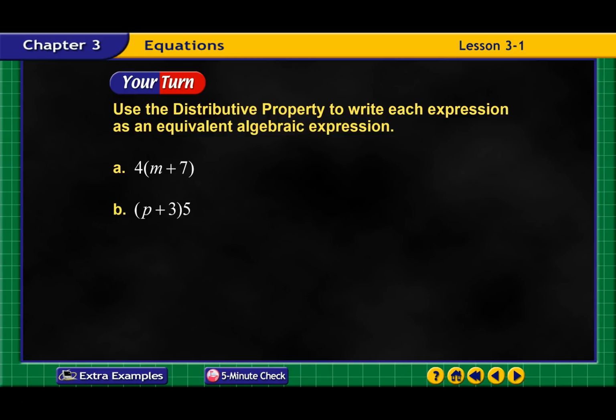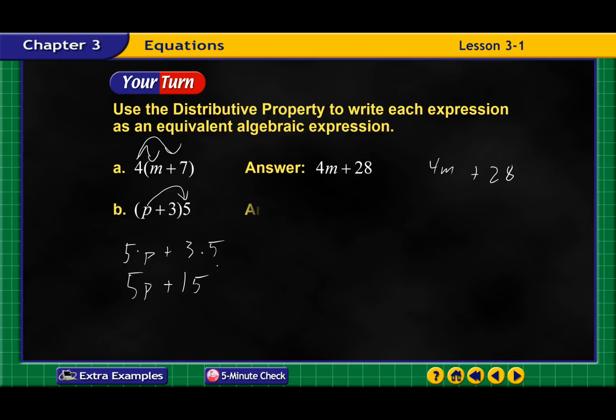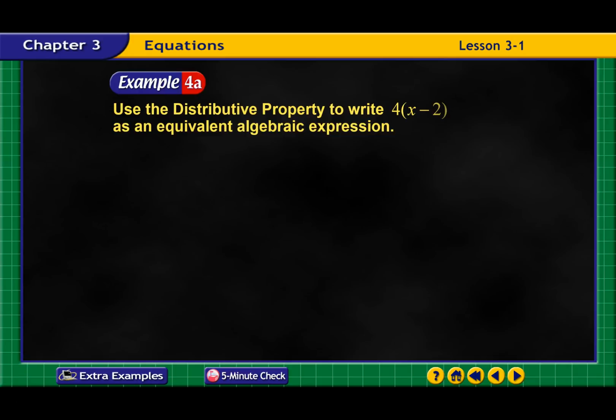Okay, so we'll start with the first one. It would be 4m, distribute 4m, and then distribute again would be plus 28. We'll do all the steps down here. So we'll go p times 5 would be 5 times p plus 3 times 5. So it'd be 5p plus 15.